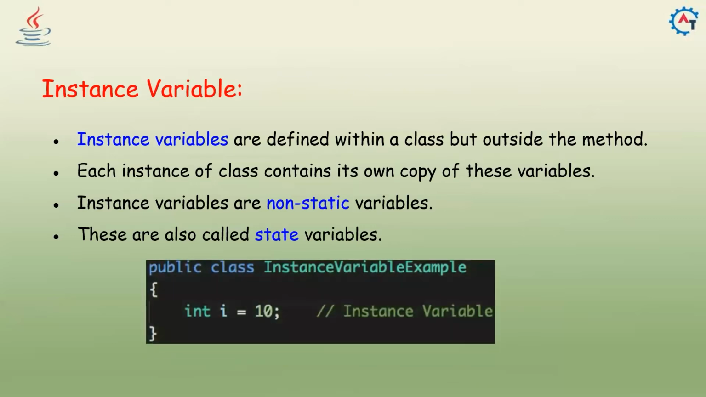If you take a sample snapshot: public class, this is the class name, InstanceVariableExample, and inside that you see int i equals 10. There is no method; I'm not writing inside any method. That is the reason it is called an instance variable.